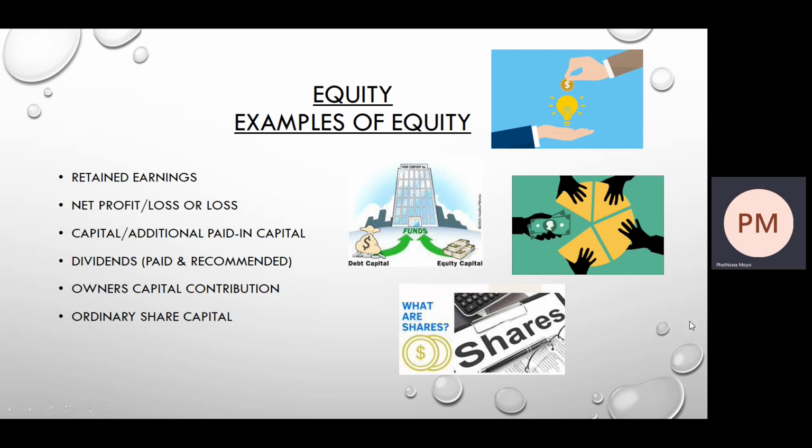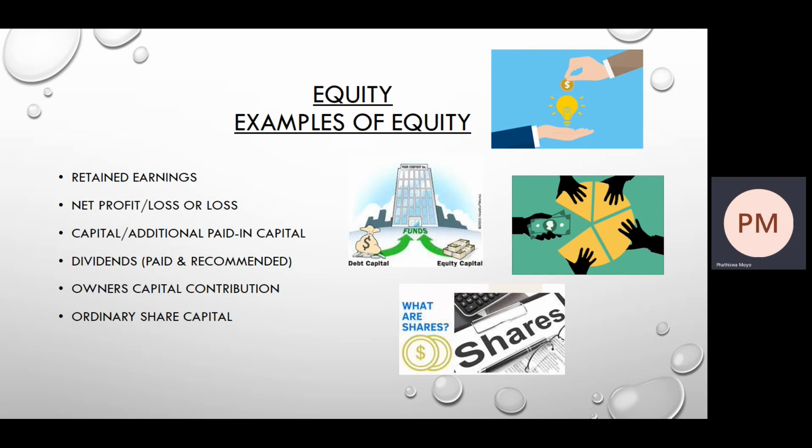The second one is net profit or loss. So this is at the end of the year when the company has been assessed in terms of performance. Did it make profit or loss? This is that. Capital or additional paid-in capital. This is where the owner, in terms of a sole proprietor, gives capital, and then there's a need for another cash injection, then they give another capital. This is in that sense.